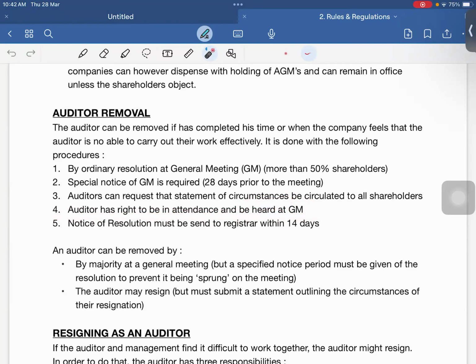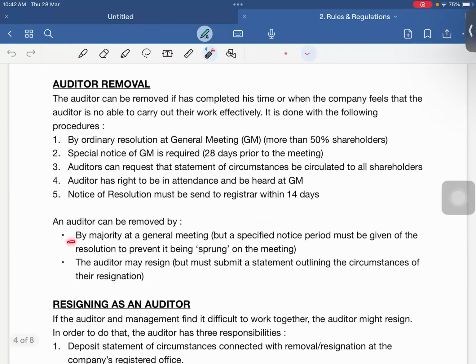Now, when this resolution is passed, or when it comes to its verdict, it should be communicated to the registrar within 14 days. Understood? Now, how was the auditor removed? By a majority of the vote in this general meeting, and it would be in a specified notice period. And this notice period is to prevent the meeting from being sprung on them, so that the meeting is not adjourned or kept for a long time.